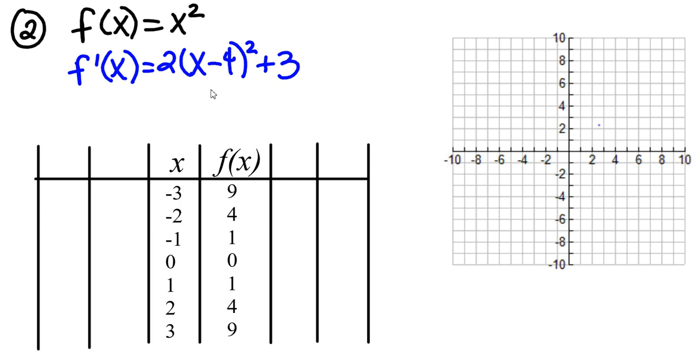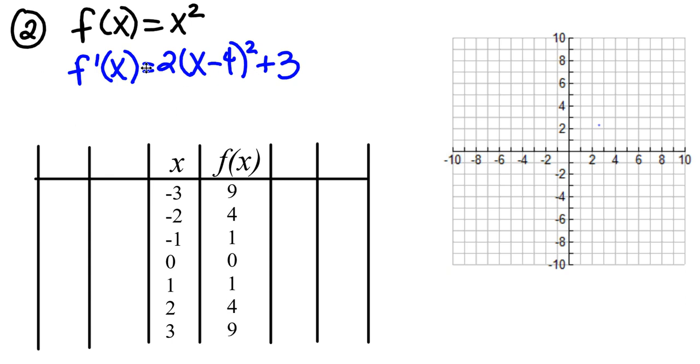So you want to figure out, first of all, how many transformations are happening. Compare the original parent function to your transformed function. We can see that there are 3 changes: the 2, we've got our -4, and the +3. I'm going to go in order from left to right.